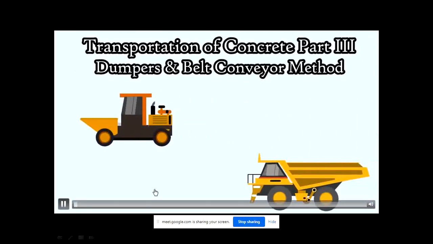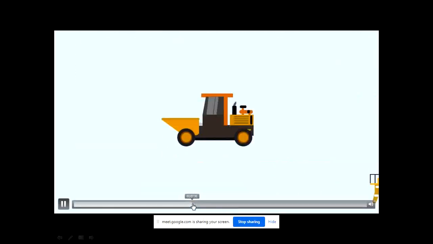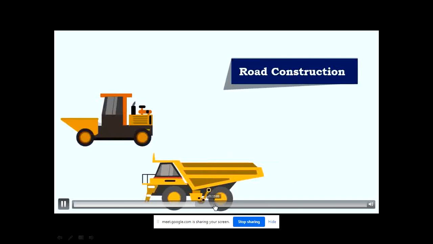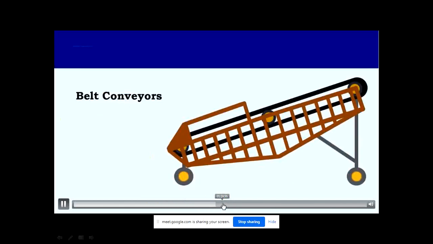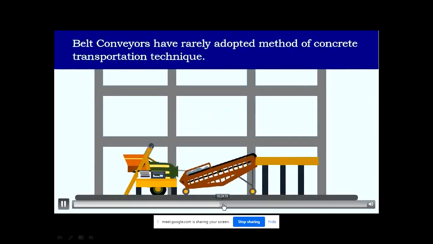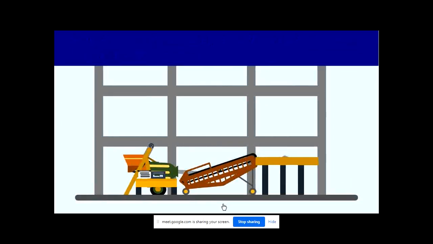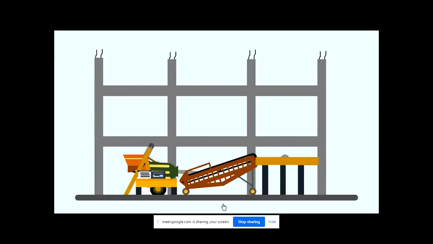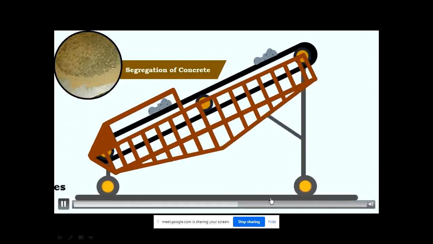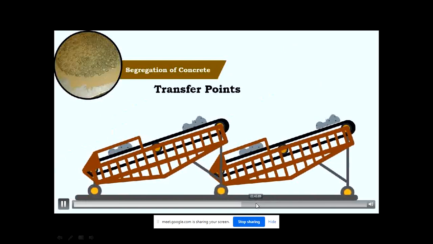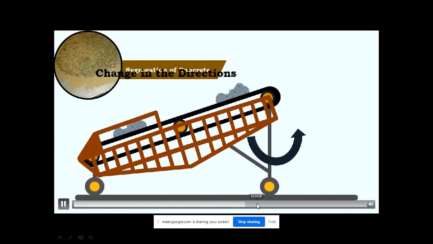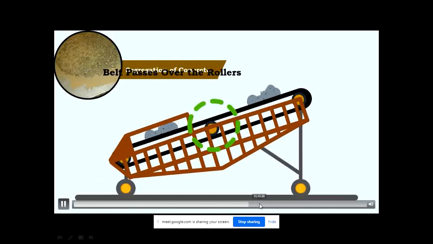Transportation of concrete, Part 3. Next I'll directly go to the belt conveyor. Belt conveyors are a rarely adopted method of concrete transportation. The rare usage of this method is because the concrete is likely to segregate on steep inclines, at transfer points, or changes in direction, and at the points where the belt passes over the rollers.